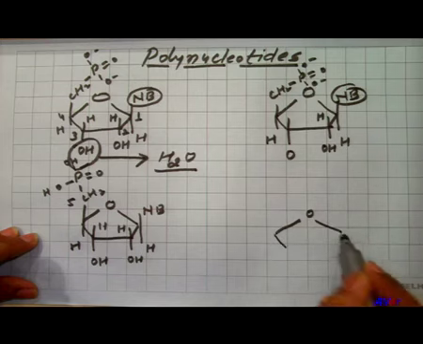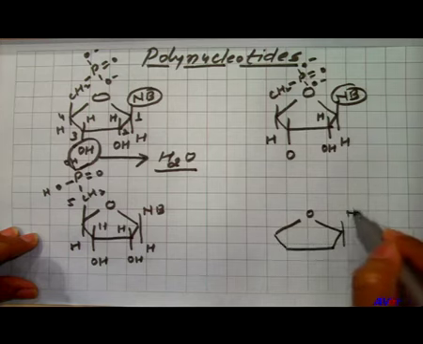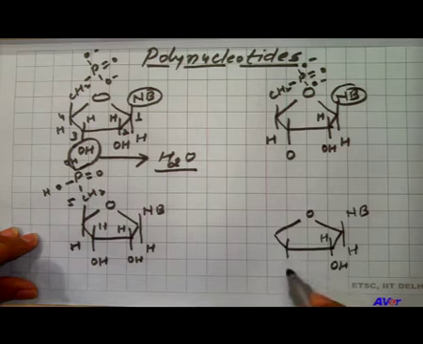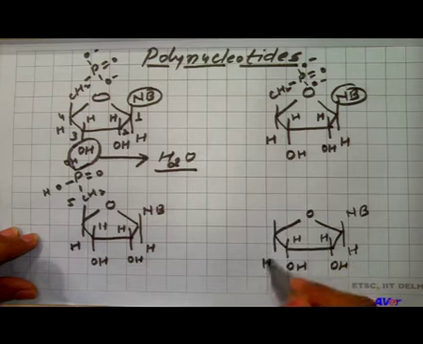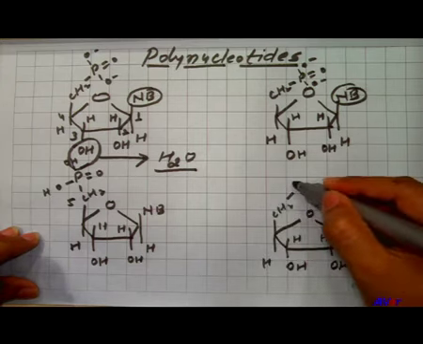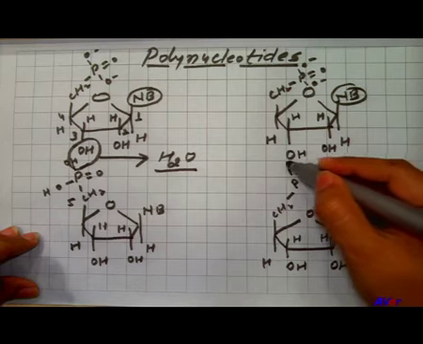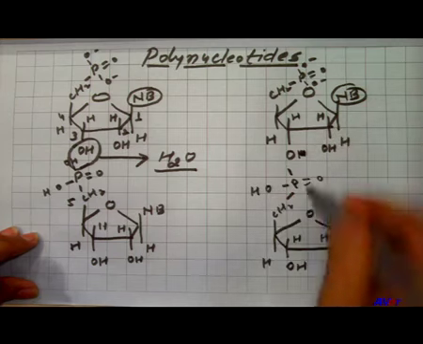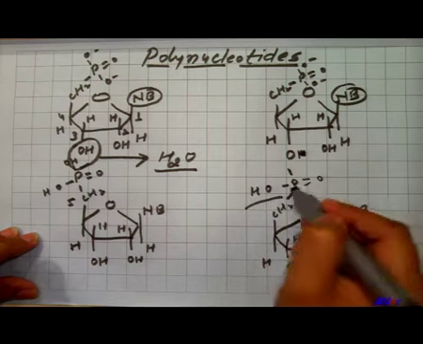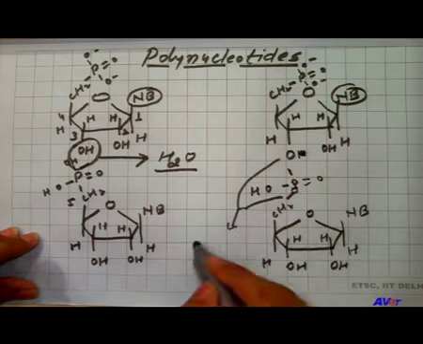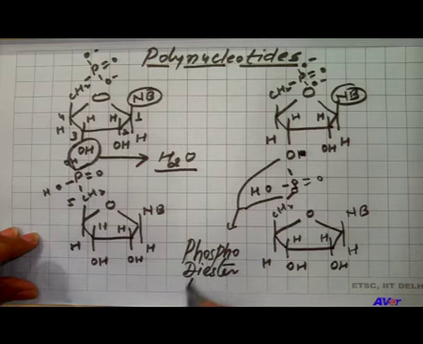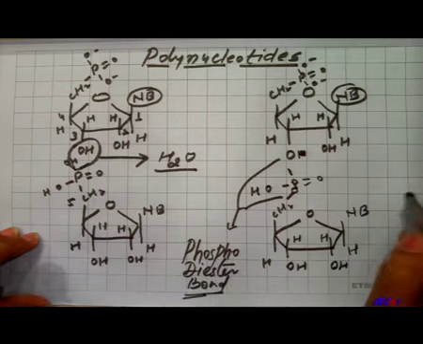This one is the first nucleotide, the second nucleotide. So this is how the two nucleotides combine, and this is called phosphodiester bond. Again, I am explaining this bond.